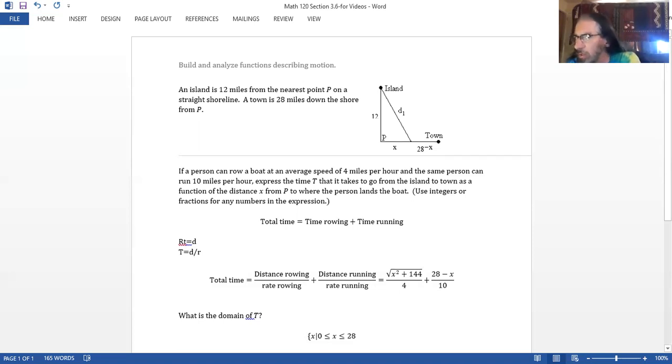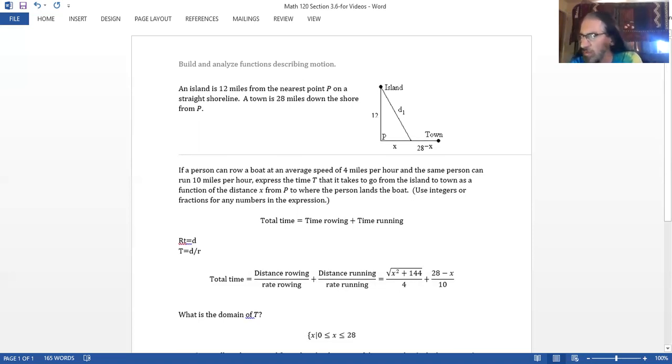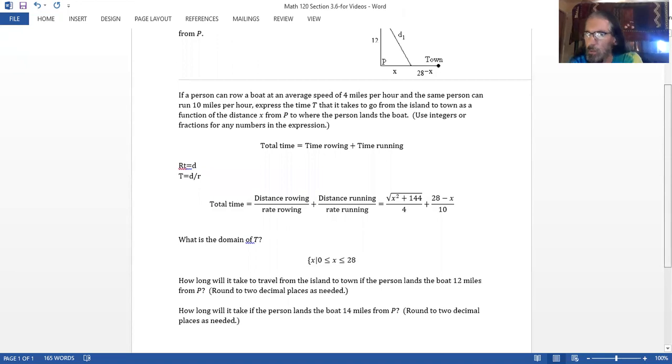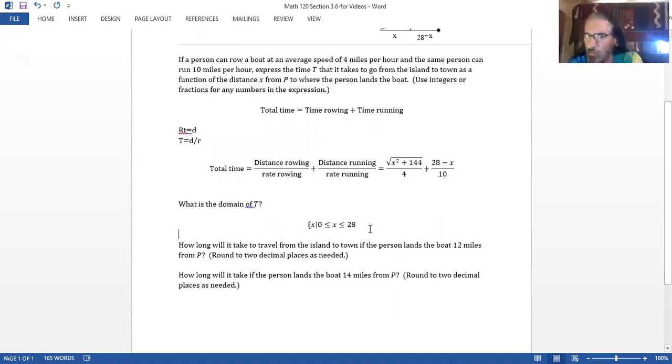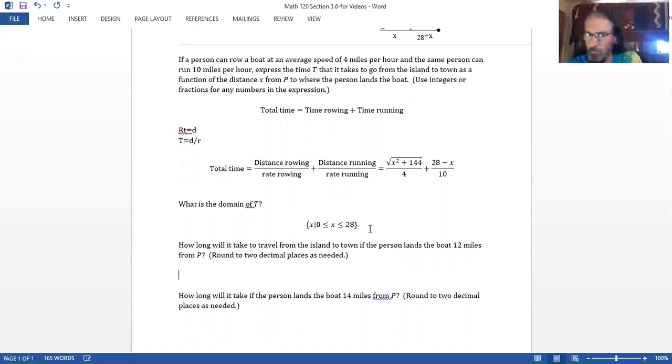Now, I've already put in what that domain is. Oh, I forgot to close off the set builder notation. There we go. Remember, that's in set builder notation, not interval notation.